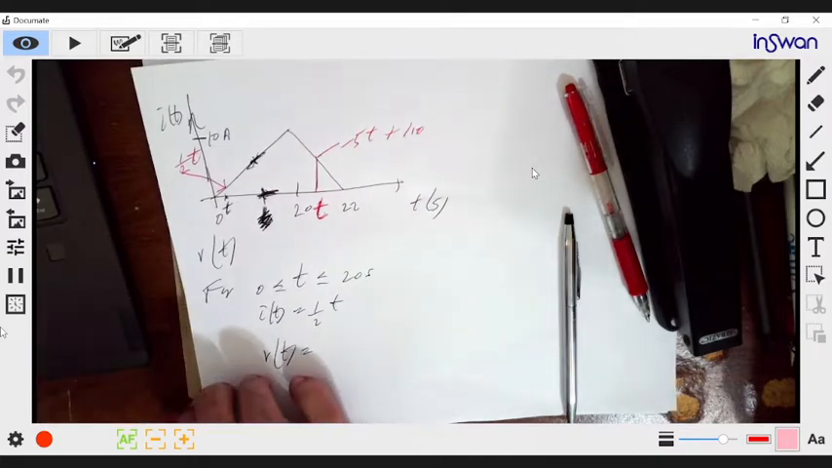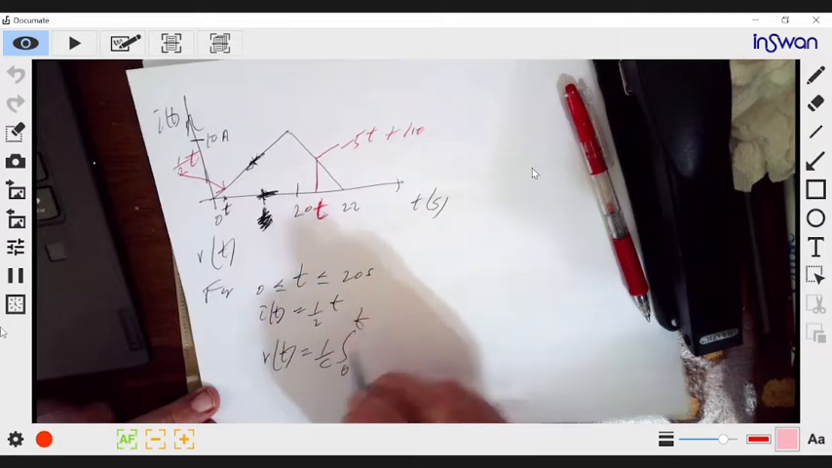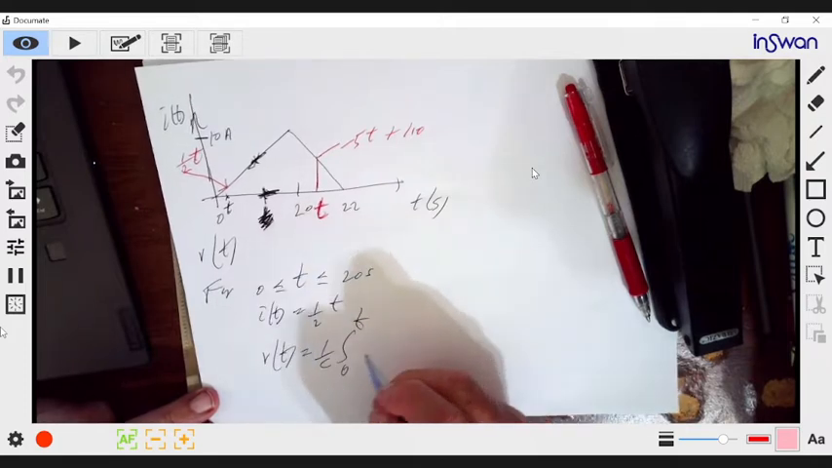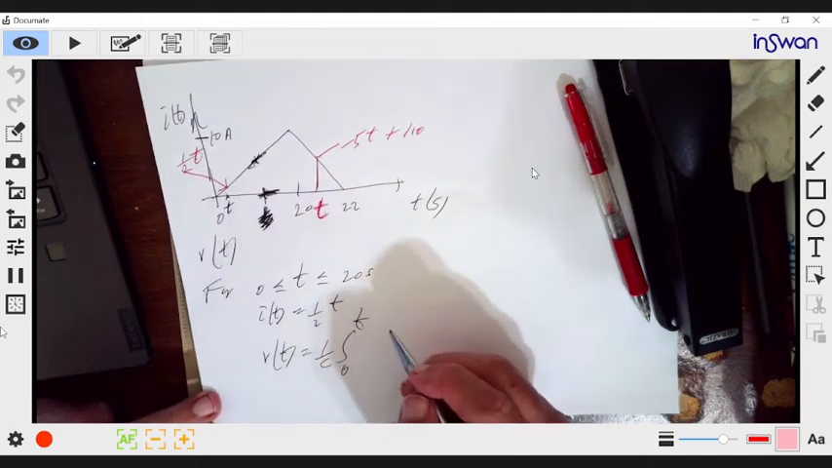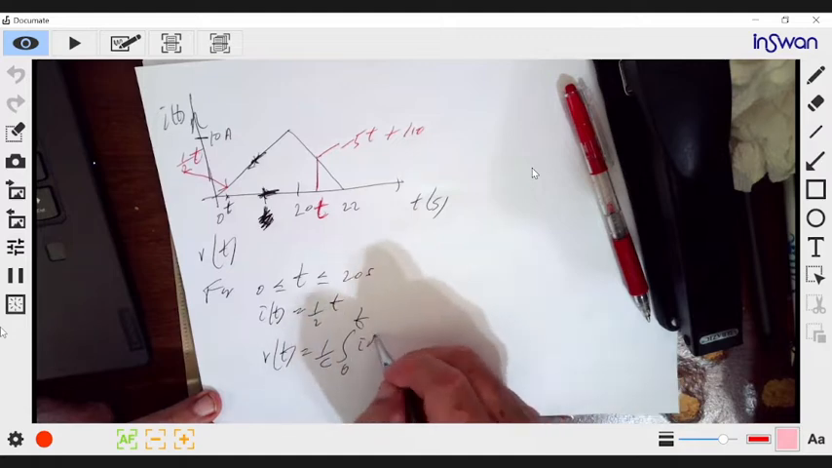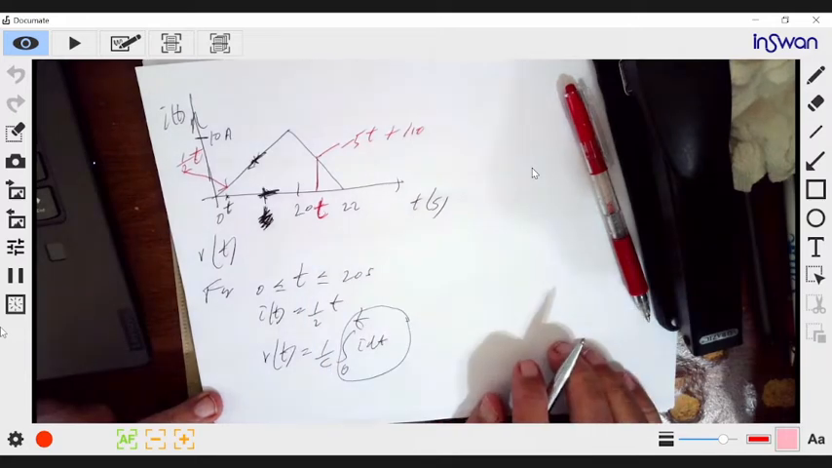How do you find the voltage across the capacitor? 1 over C times the integral from 0 to T? Integral of what? The current I, E of t. And what is that integral? What is that integral?